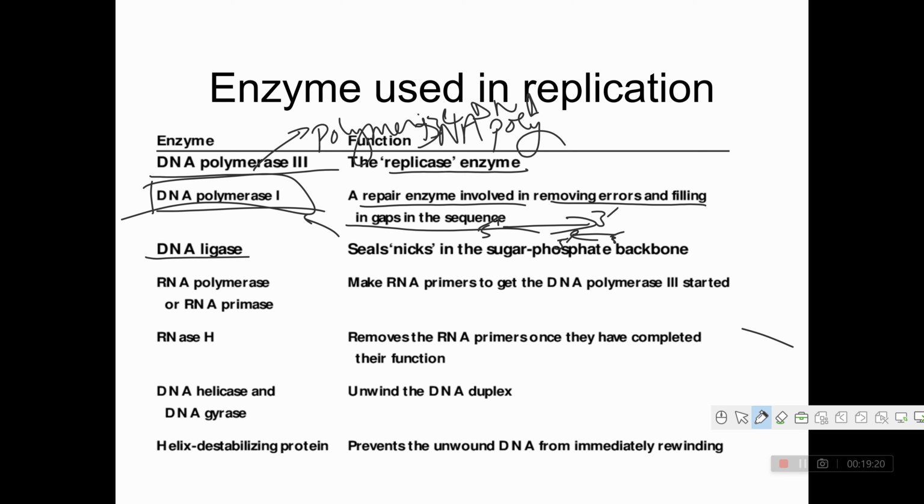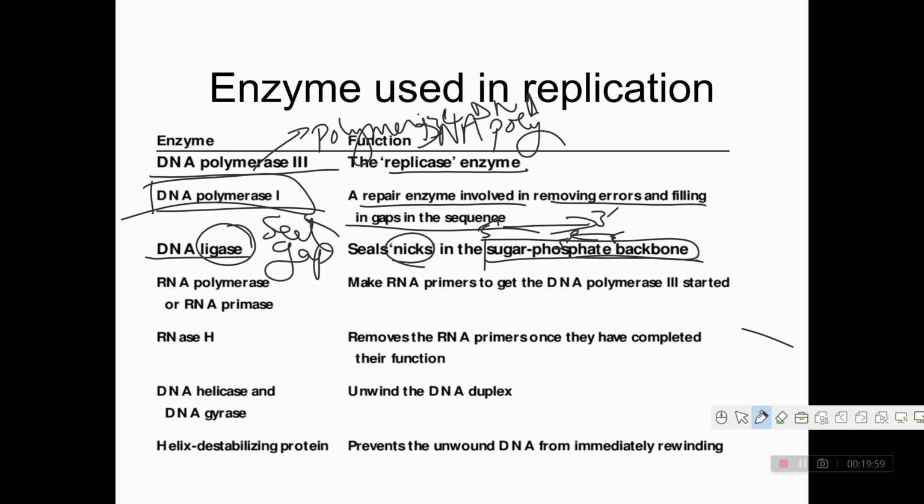DNA ligase, what do they do? DNA ligase means sealing. They seal the gap or nick that occurs after the removal of the primer, or removal of the nucleotide. They seal that gap in the sugar phosphate backbone. Where? In the sugar phosphate backbone.